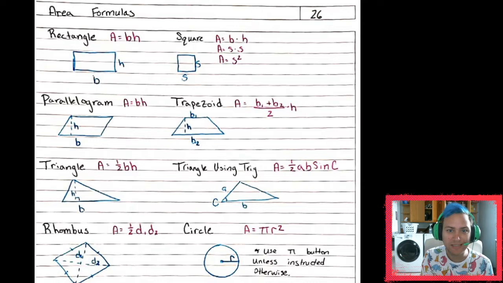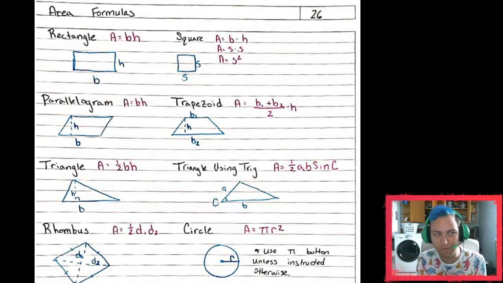Squares, same thing, base times height. But sometimes you'll see squares written as s squared, the side squared, because the side times itself, like 4 times 4 is 4 squared. If the base and the height are equal, it's going to be side squared. It means the same thing, side squared, base times height. But I think learning a whole new formula just to do the same thing as base times height is silly. So I would only ever do base times height.